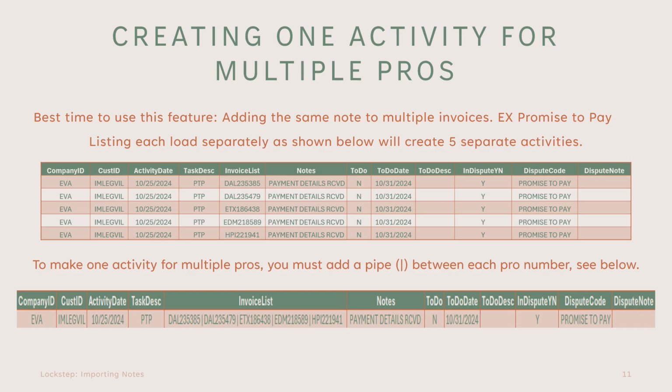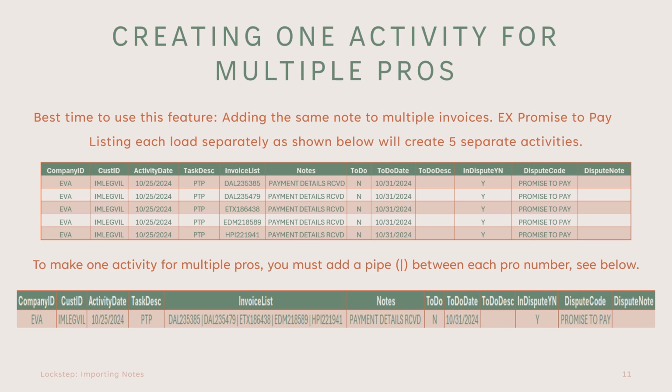So have you ever received a statement back from your customer and they were disputing 15 invoices for the same reason, or gave you a long list of promise to pays that you wanted to mark into Lockstep, but didn't want it to create multiple activities to do so? Well, then creating one activity for multiple pros will become your new best friend.